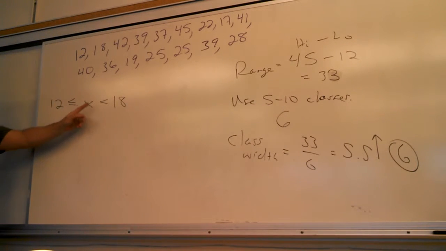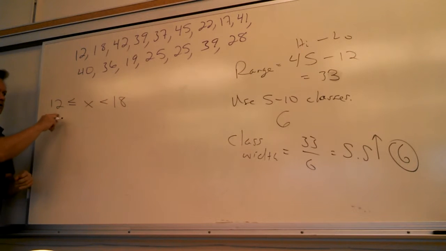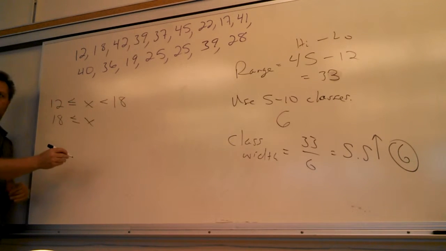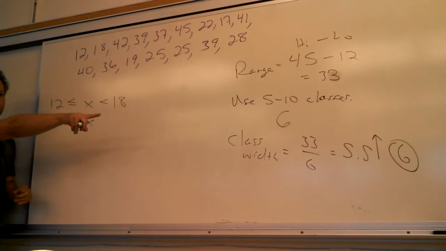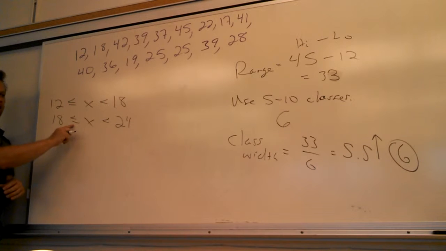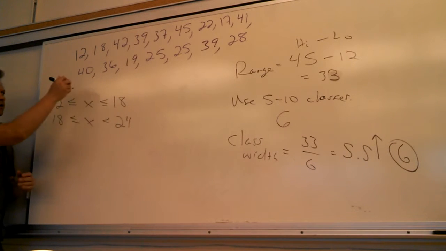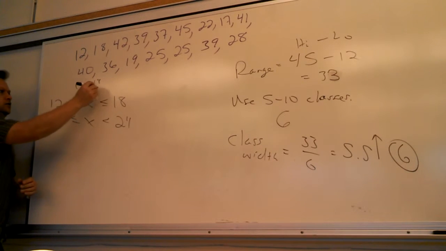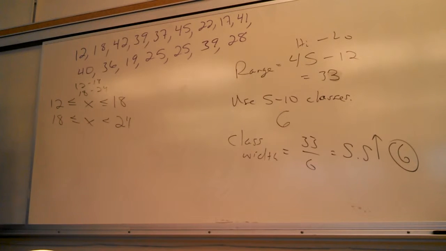You notice, be very specific here. I'm going to talk about why in a second. This is one thing about the book I've noticed so far, it's not really clear on this. So the next class is going to go from 18 up to 24, because they're all 6 wide. Do you see why I've got to do this? If I just went 12 to 18 and 18 to 24, where does 18 go? In the first and second? That's not fair. Why count 18 twice?